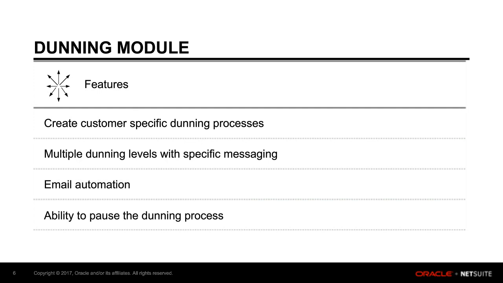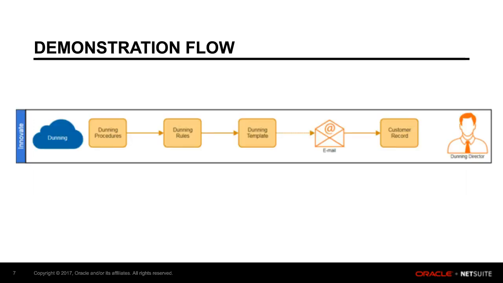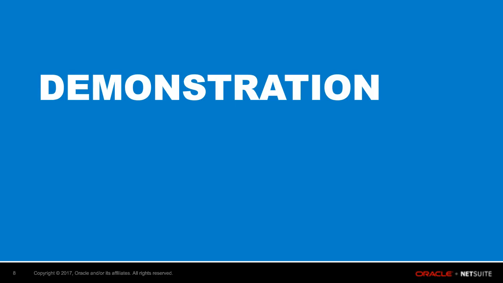Here's our demonstration flow for today. I'll talk a little bit about the setup and go through the Dunning procedures as well as the Dunning rules and the actual template that you would be sending out to customers. I'll go in and send out a Dunning email, and then we'll look back into the customer record to see where that information has been developed and stored. So we will go ahead and jump into the demonstration.